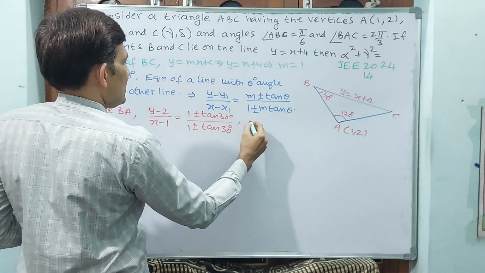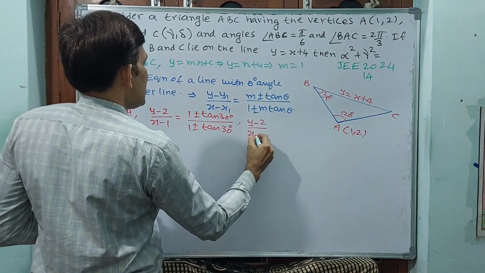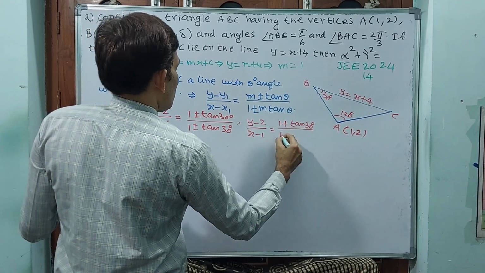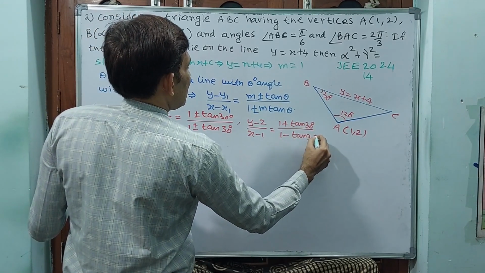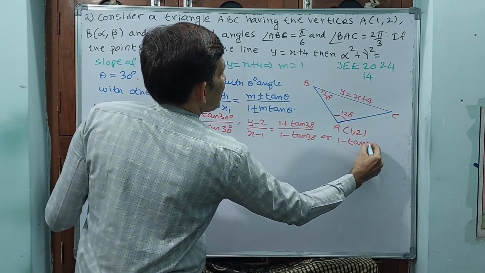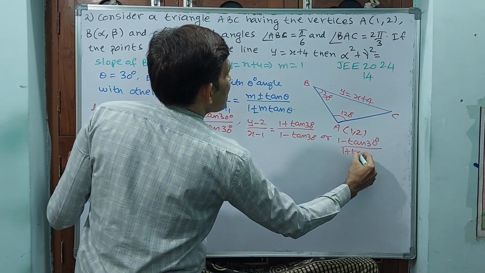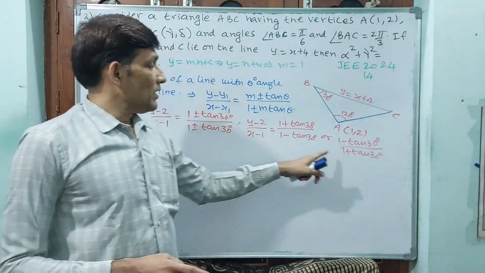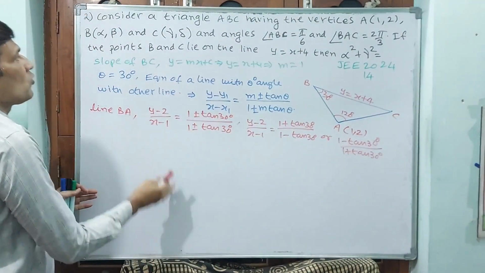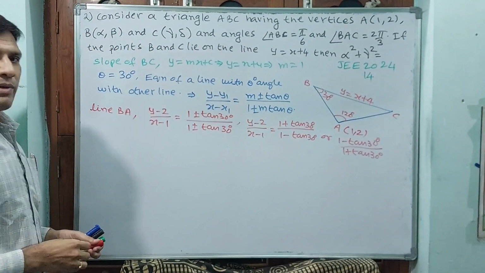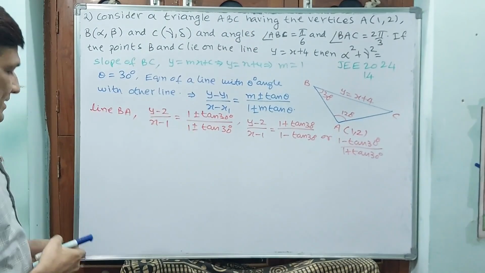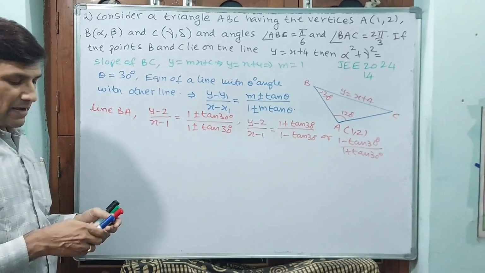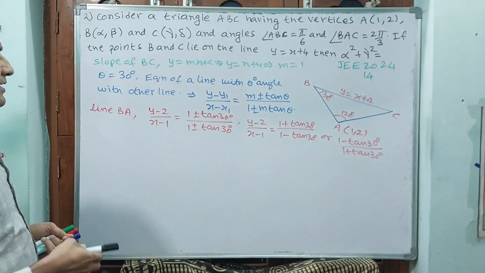I am going to take like this, you see. Two cases: (y minus 2) by (x minus 1) is equal to (1 plus tan 30 degree) by (1 minus tan 30 degree), or (1 minus tan 30 degree) by (1 plus tan 30 degree). Why? Because if you take these two, you are going to get two x values. Those are your alpha and gamma. Square and add, you get that answer. If you take both the same, plus plus or minus minus, then you are not going to get this value. You try it. I have already tried. That is why I am telling.